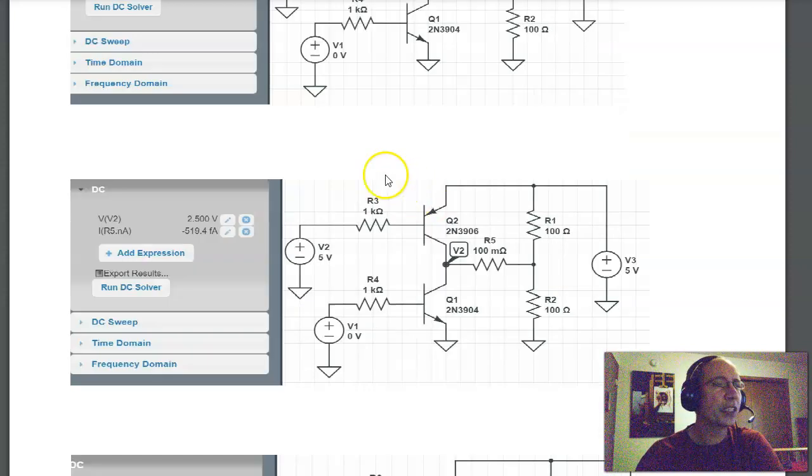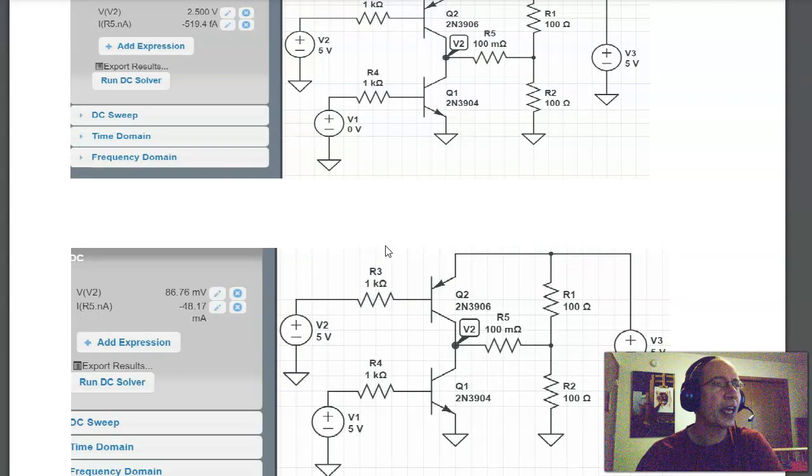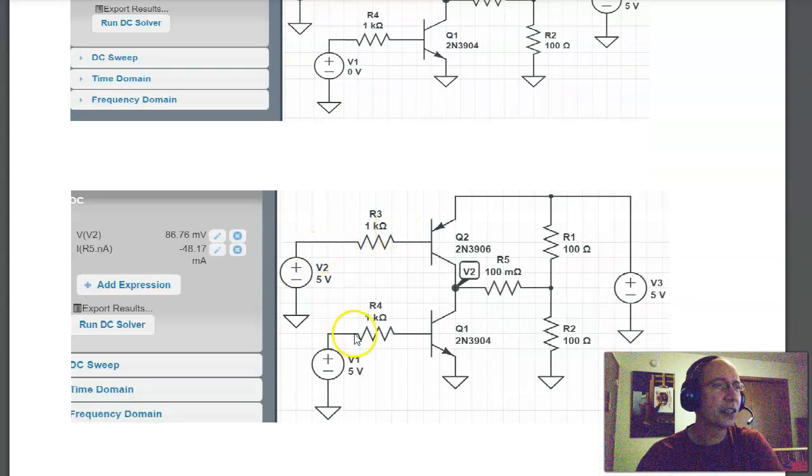And for 5 and 0, both transistors are off, and V2 is 2.5 volts, that checks. And when it is 5, 5, the NPN is on and V2 is 0.2 volts. Circuit Lab actually says it's 0.086 volts. Again, close, but not quite.